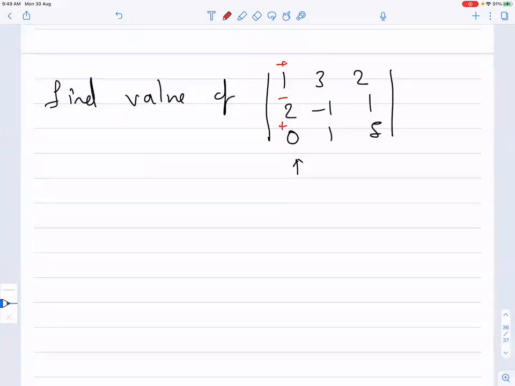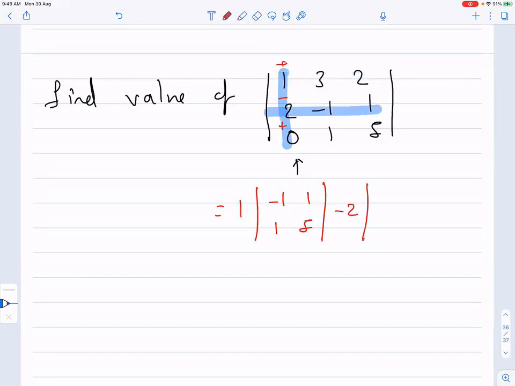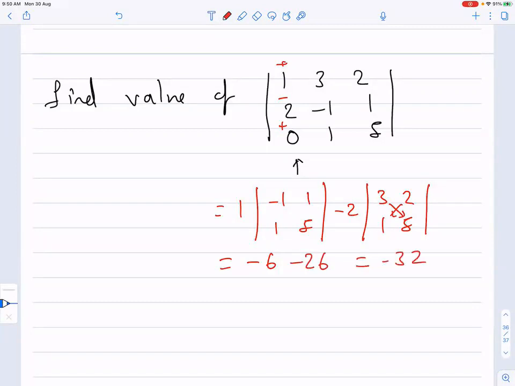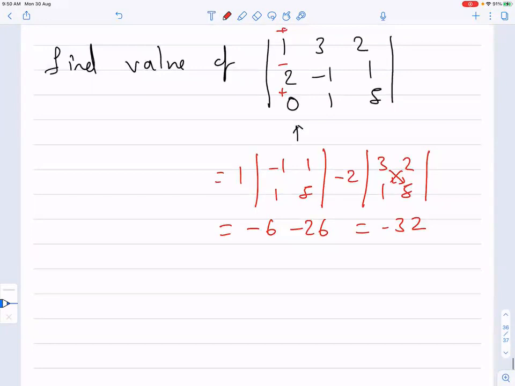So first you will write plus 1 into close this row, close this column, minus 1 1 1 5 minus 2, that is the second one. Then close this. You will write 3 2 1 5. And next is 0. We don't need to write. 0 into, it will be 0 only. So this will be minus 5 minus 1. Minus 6. 15 minus 2. 13. 13 2s are 26. Answer is minus 32. Did you get the answer, students? Yes. Please write it down.